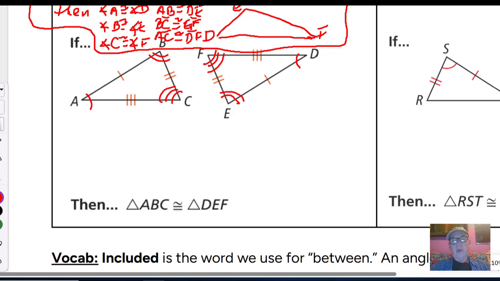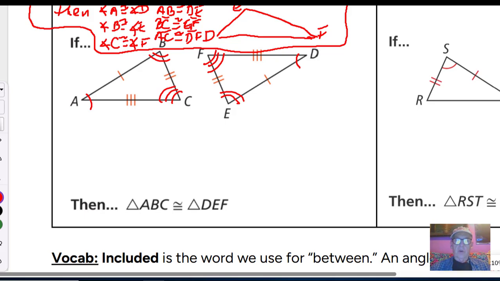So notice that they already have marked the 3 sides that are congruent. Side ED must go with BA. So BA has 1 mark and ED has 1 mark. BC, which is these 2, goes with EF, which are those 2. BC has 2 marks, EF has 2 marks. AC has 3 marks, and that matches with DF, which also has 3 marks.